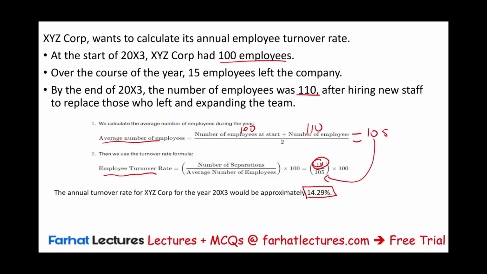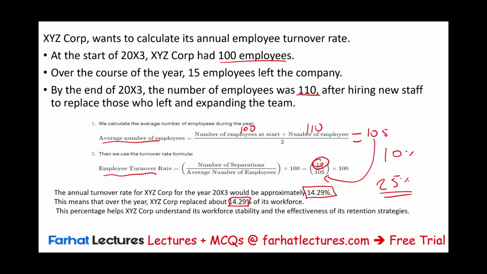Now, always, ratios and figures like this don't make any sense unless you put them into perspective. What does that mean? This means that over the year, we replaced about 14% of the workforce. Is this good? Is this bad? Well, we can compare this rate to prior years. So if in prior years the rate was 25%, we were replacing more, then we are improving. And if the prior year was 10%, then we are deteriorating. The percentage helps the company, XYZ company, understand its workforce stability and the effectiveness of its retention strategy.